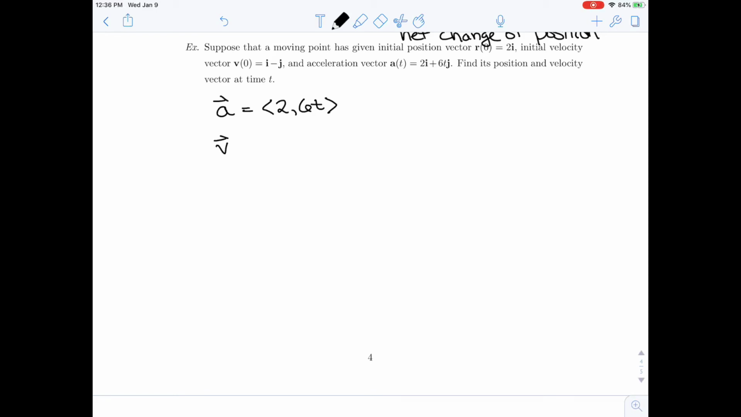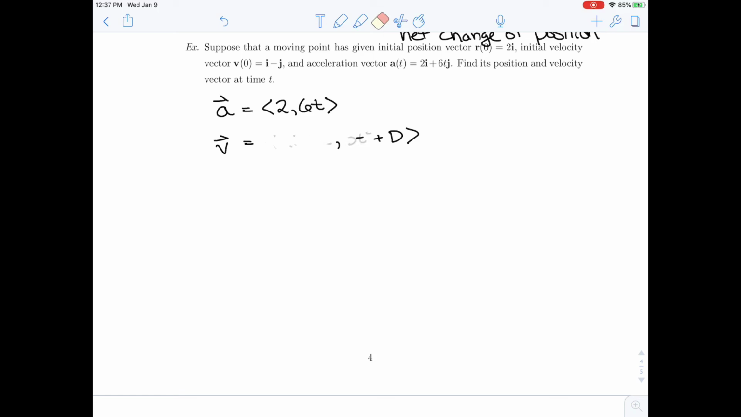And if we want to find the velocity, well, we just take the antiderivative of acceleration. We could write it as 2t plus a constant, c, and 3t squared plus a different constant, maybe I'll call that d. And then we could solve for c and d knowing the initial velocity.